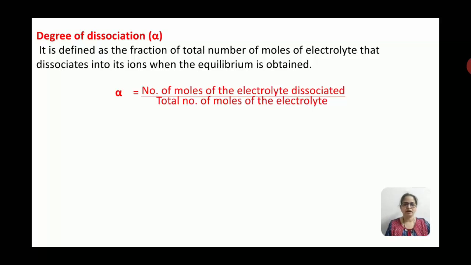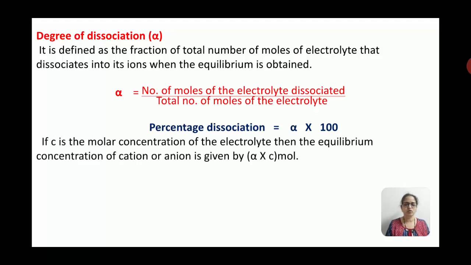Now, the next concept is percentage dissociation. The formula is very simple. Once you calculate alpha, just multiply alpha by 100, you will get percentage dissociation. Yes, one more concept. By using this alpha value, you can calculate the equilibrium concentration of cation or anion by a formula alpha multiplied by C. Now, what is C? C is the molar concentration of the electrolyte.